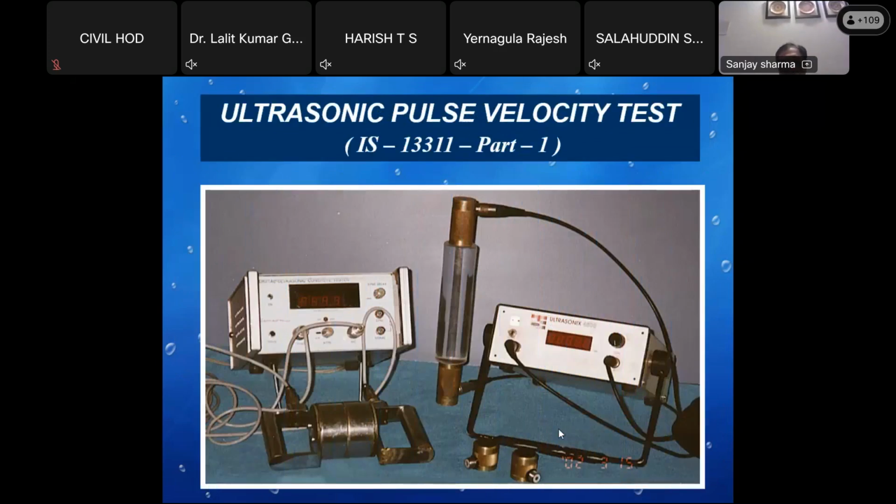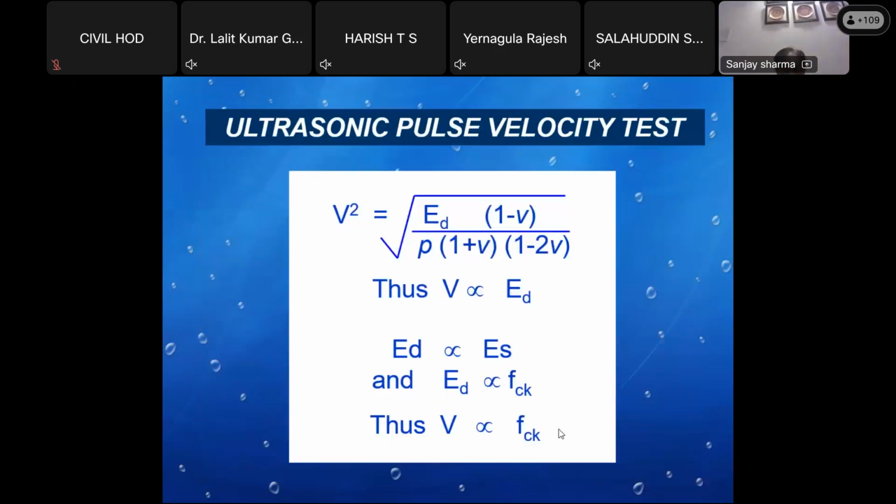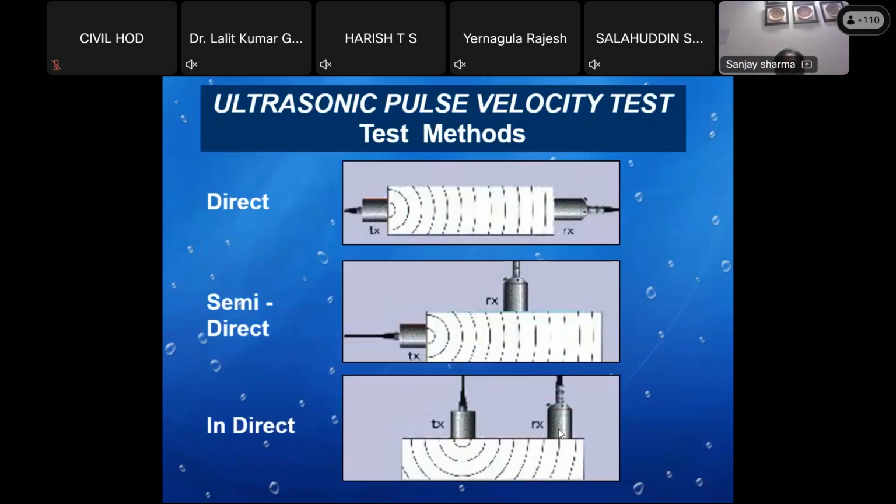This is again a very commonly used method for getting the data in our concrete structure nowadays. This is what is called the ultrasonic pulse velocity. Because with the rebound hammer we are getting only the surface value. Here, if we use ultrasonic pulse velocity, you are seeing what is inside the structure also. So this is a direct, semi-direct method.